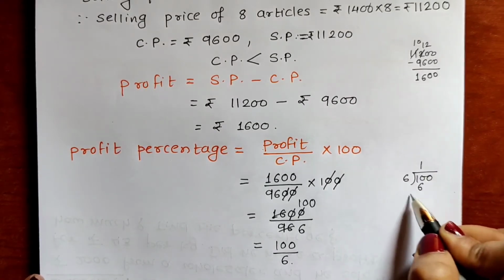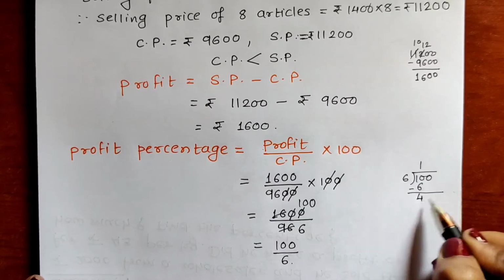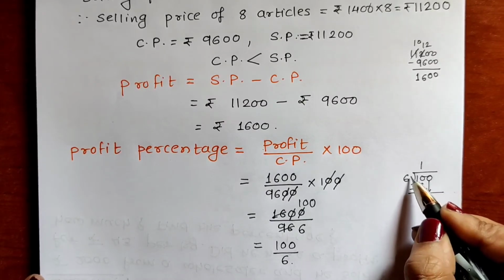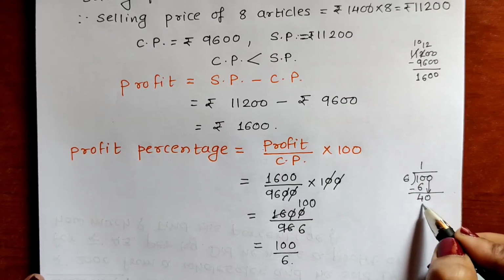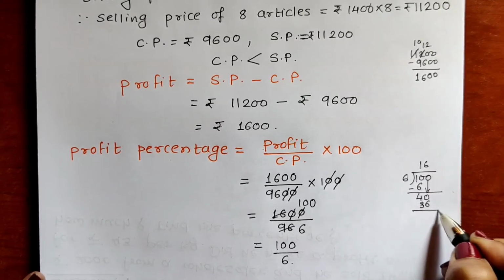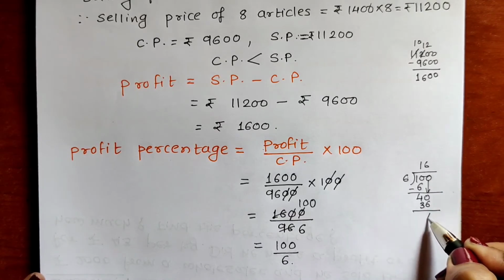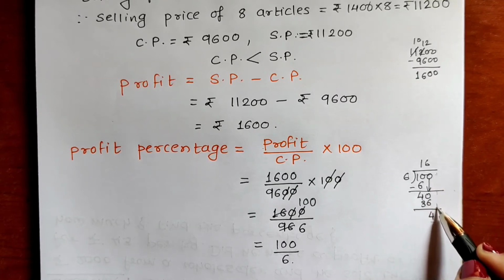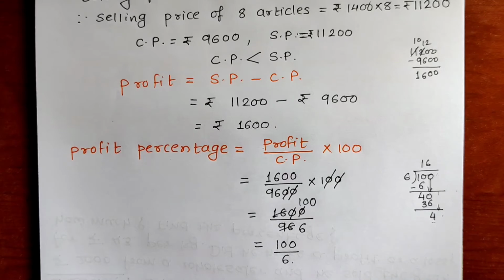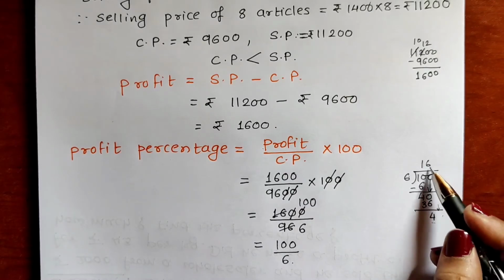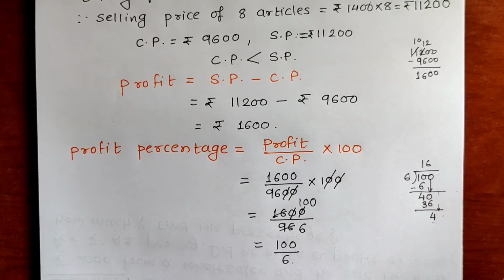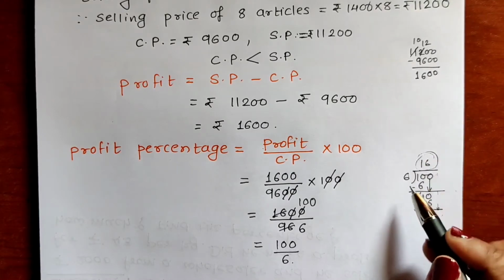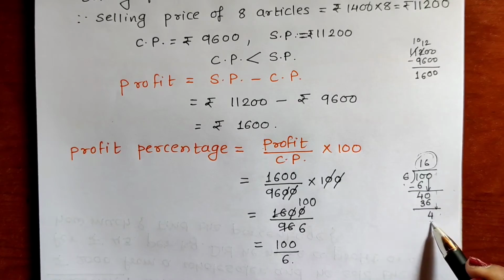6 ones are 6. 10 minus 6, 4 remaining. This 0 we have to put down. 6 6s are 36. 40 minus 36 is 4 remaining again. Because this 4 is remaining and after 4 nothing is there, we cannot bring down anything. So we are getting 16 as our quotient, 6 is the divisor, 4 is the remainder.